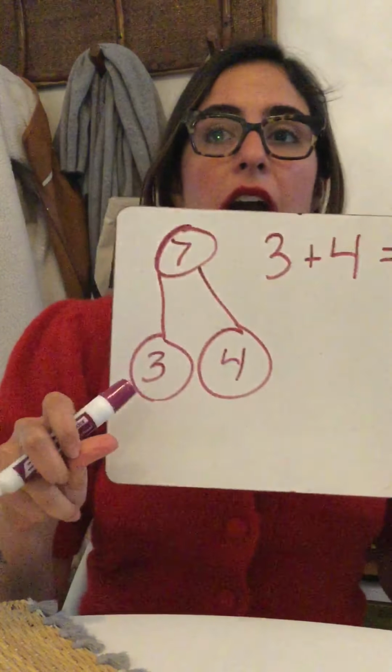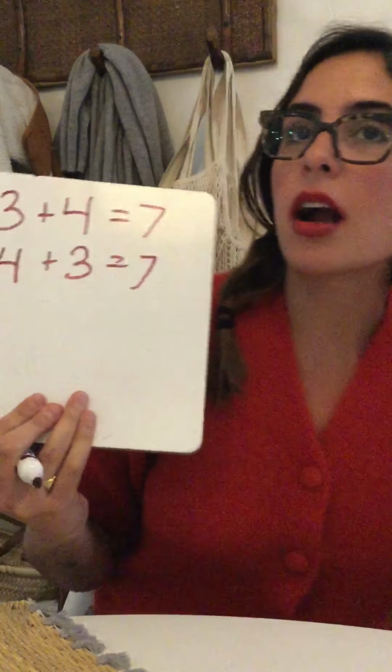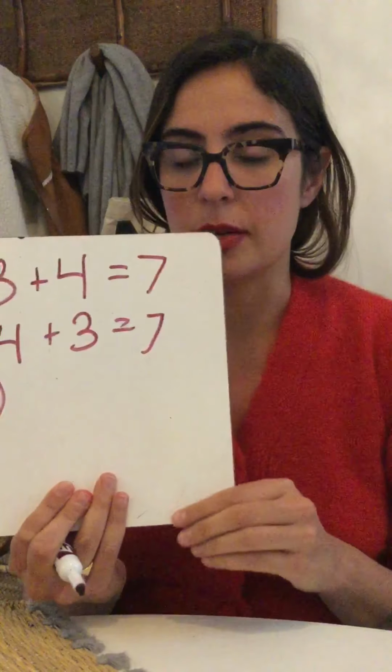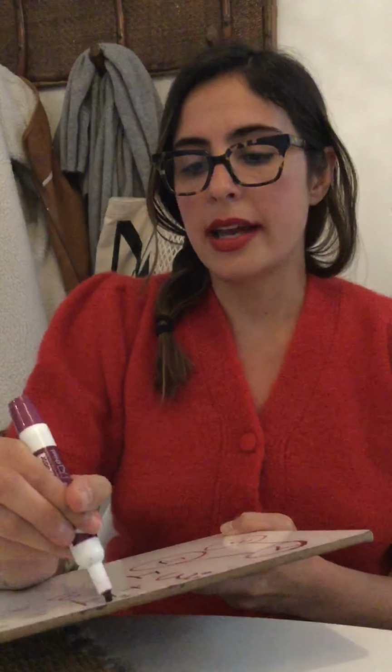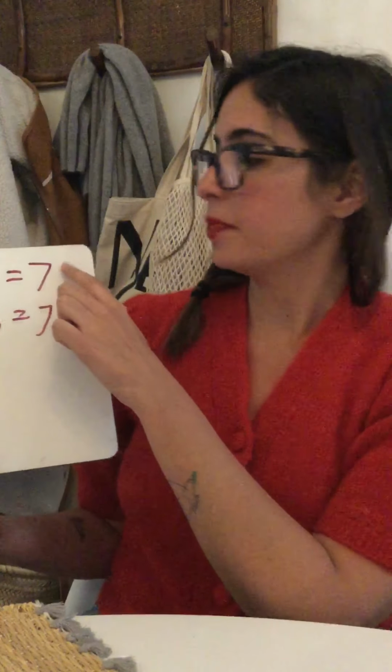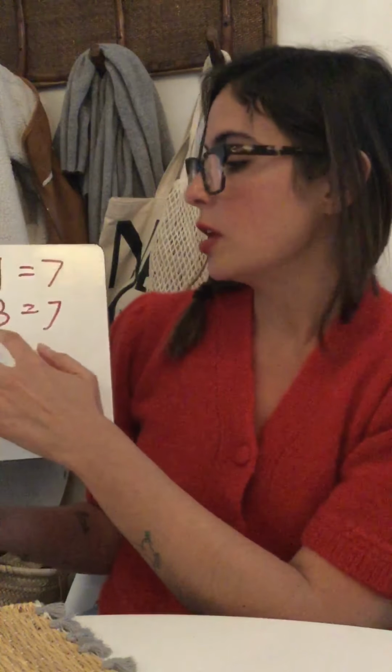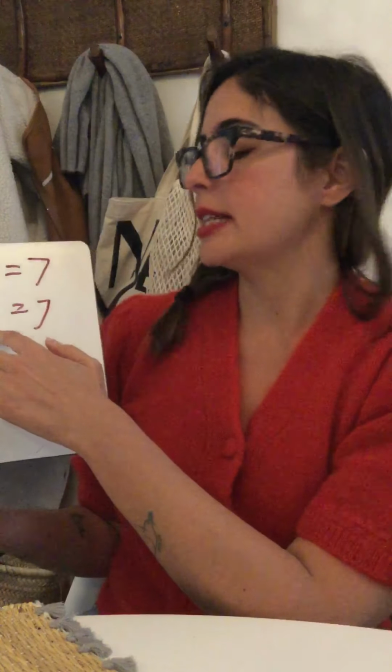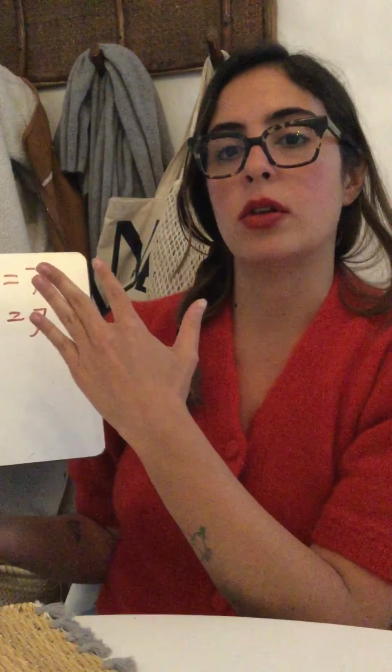If we change the order of the addends though, and remember our addends are the same thing as our parts, it would be 4 plus 3 equals 7. That doesn't change, okay? Our whole number doesn't change in this example. All we're doing is changing our parts. So if we had, for example, 3 circles and 4 circles, if we count those up, it's still going to give us our answer of 7. It doesn't matter if we put our 4 circles first and our 3 circles second. It's still going to give us that same whole number.